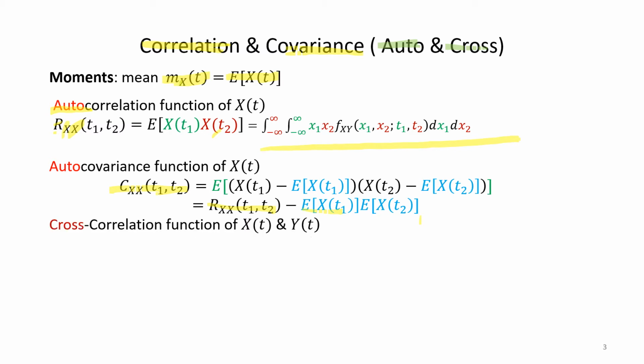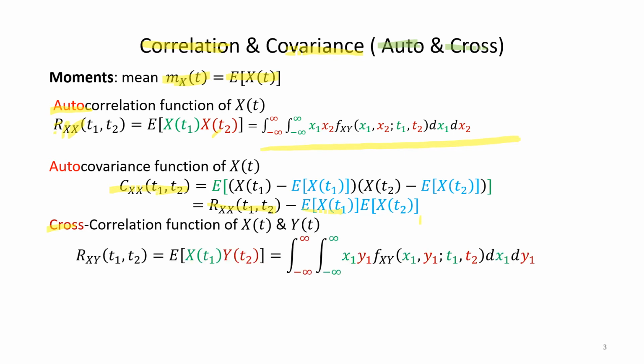We can define the cross correlation. Whenever we have cross, it means we have two different variables, X and Y. The cross correlation is defined as the correlation between two different random variables. We have X and Y measured at different instances of time. We look at the expectation of the product and we call it the cross correlation.